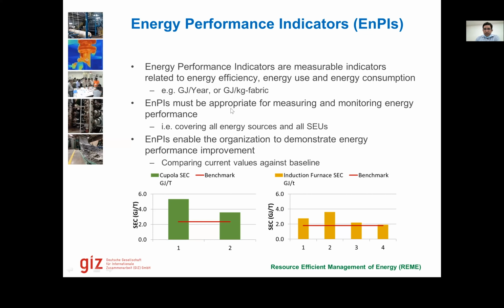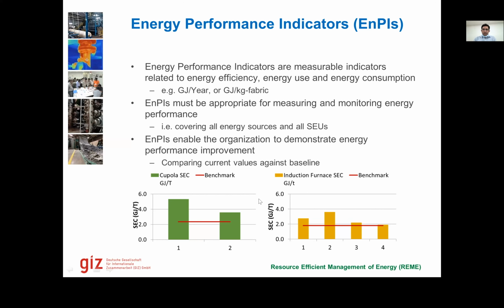These energy performance indicators must be measurable, and we need to use them for monitoring purposes, and they should cover all the energy sources and all the significant energy uses. So all the sources should be there. We cannot remove any of the sources, but on the usage side we need to focus only on the significant uses first, and this actually helps us in demonstrating the energy performance and also comparing it with the baseline values as well as target values.